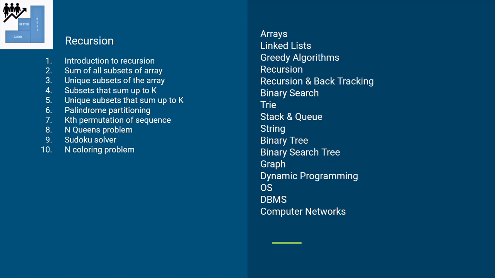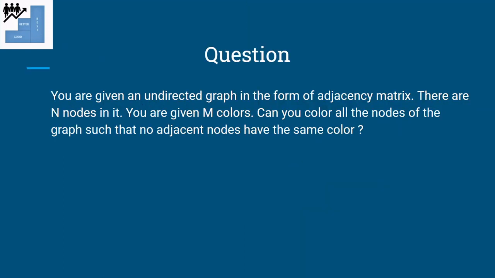Alright, so this is the 10th video in recursion and this is the ninth question that we are going to solve. So let's get started and look at the question. You are given an undirected graph in the form of adjacency matrix. What is adjacency matrix? We'll see shortly. There are n nodes in it and you are given m colors. Can you color all the nodes of the graph such that no adjacent nodes have the same color?